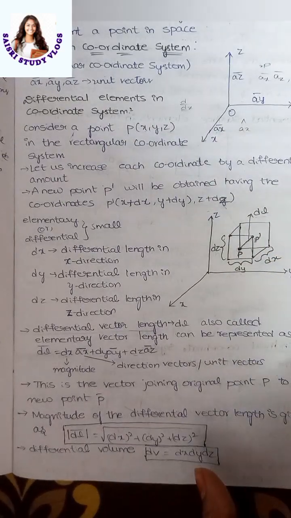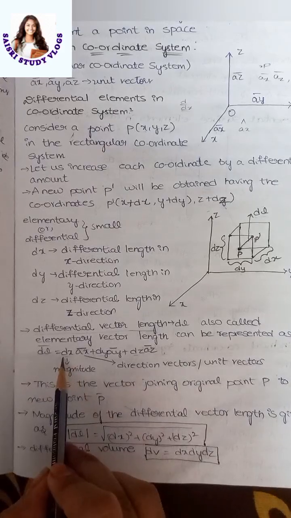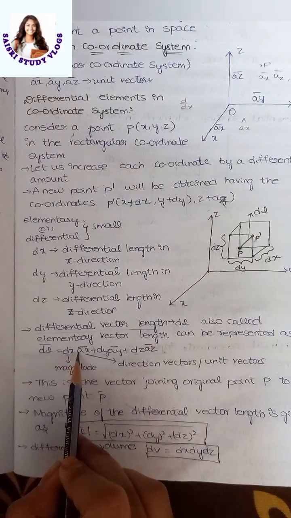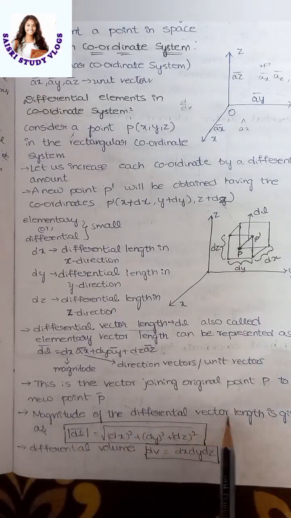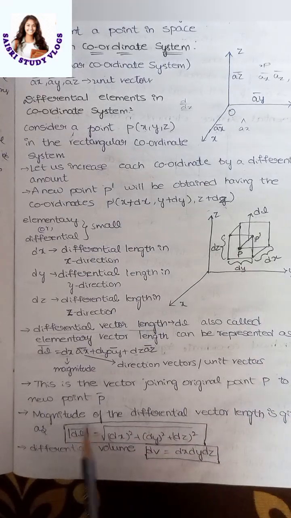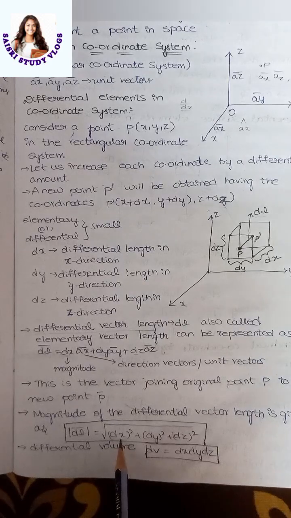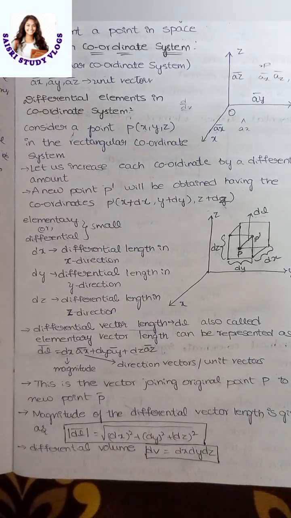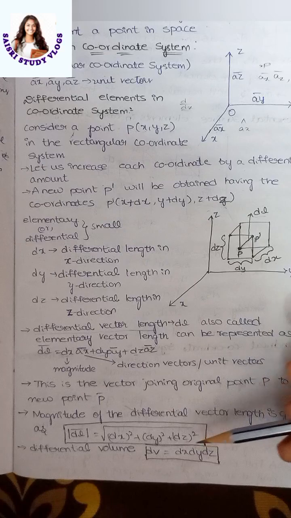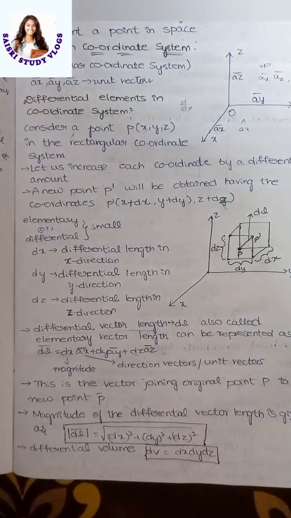And in order to know the magnitude of this, we just square these components: dx squared, dy squared, and dz squared. So the magnitude of the differential vector length, mod dl bar, is the square root of dx squared plus dy squared plus dz squared. If you want to know the volume of this small differential change, the formula is dv equals dx dy dz.